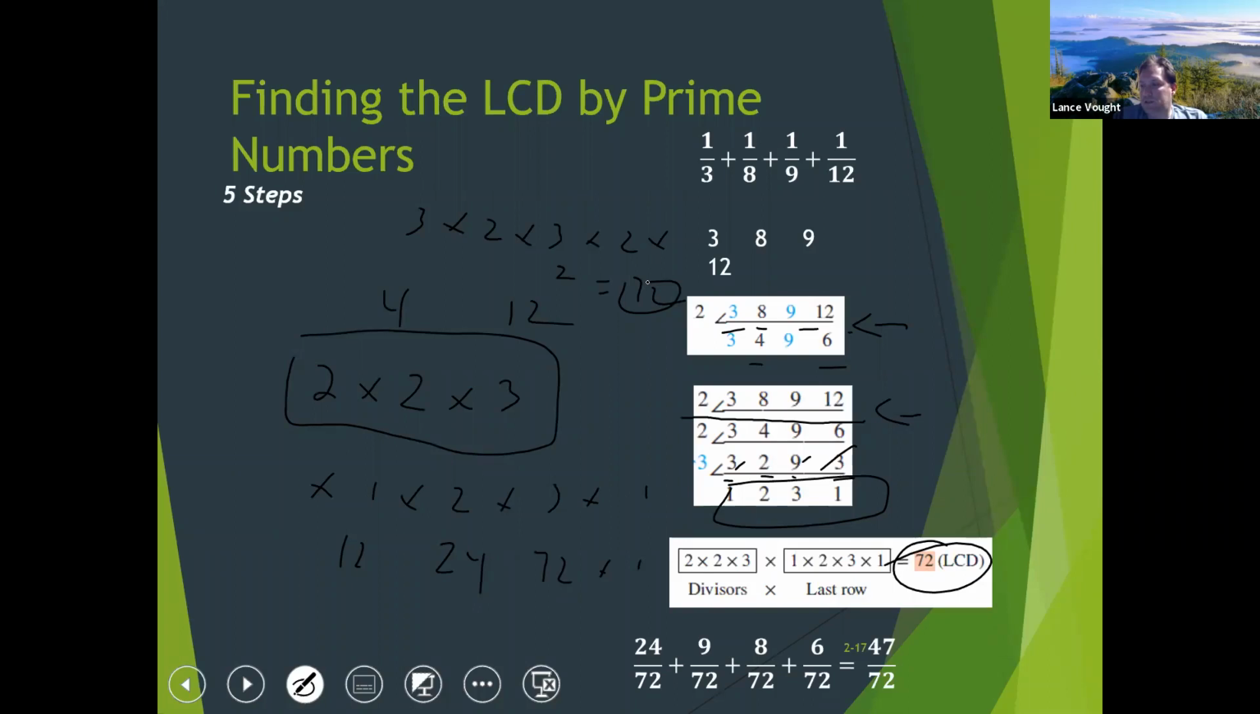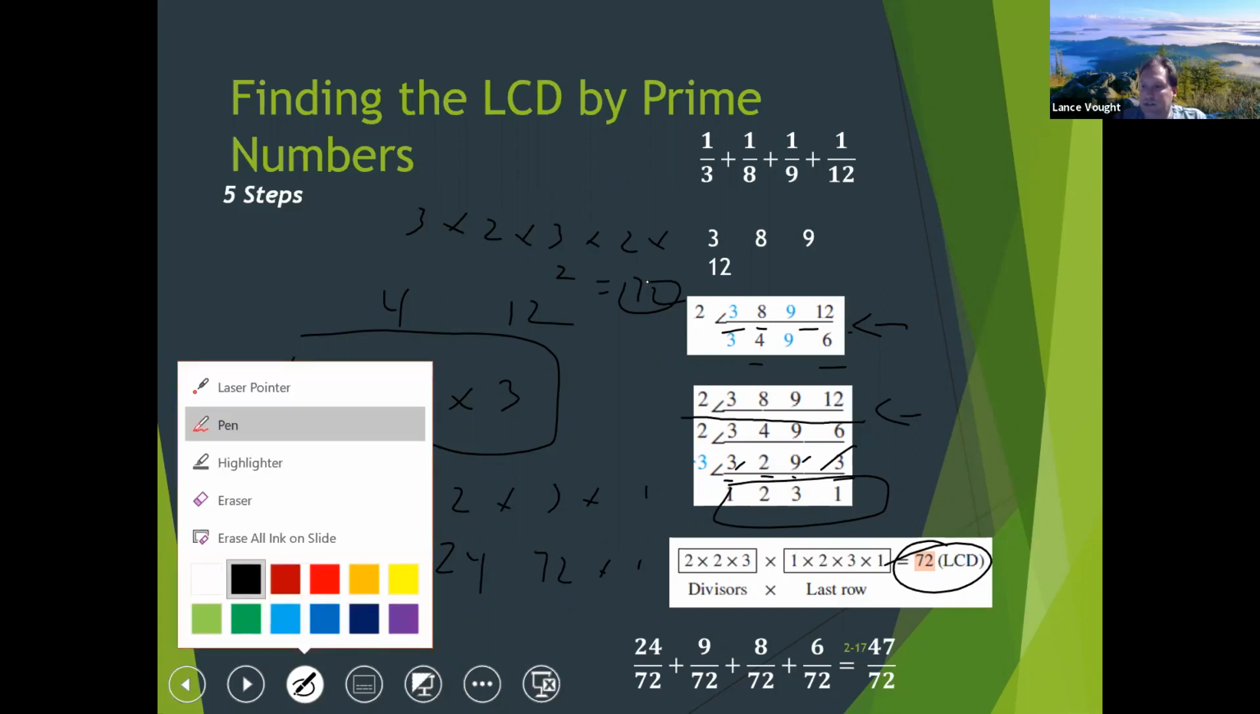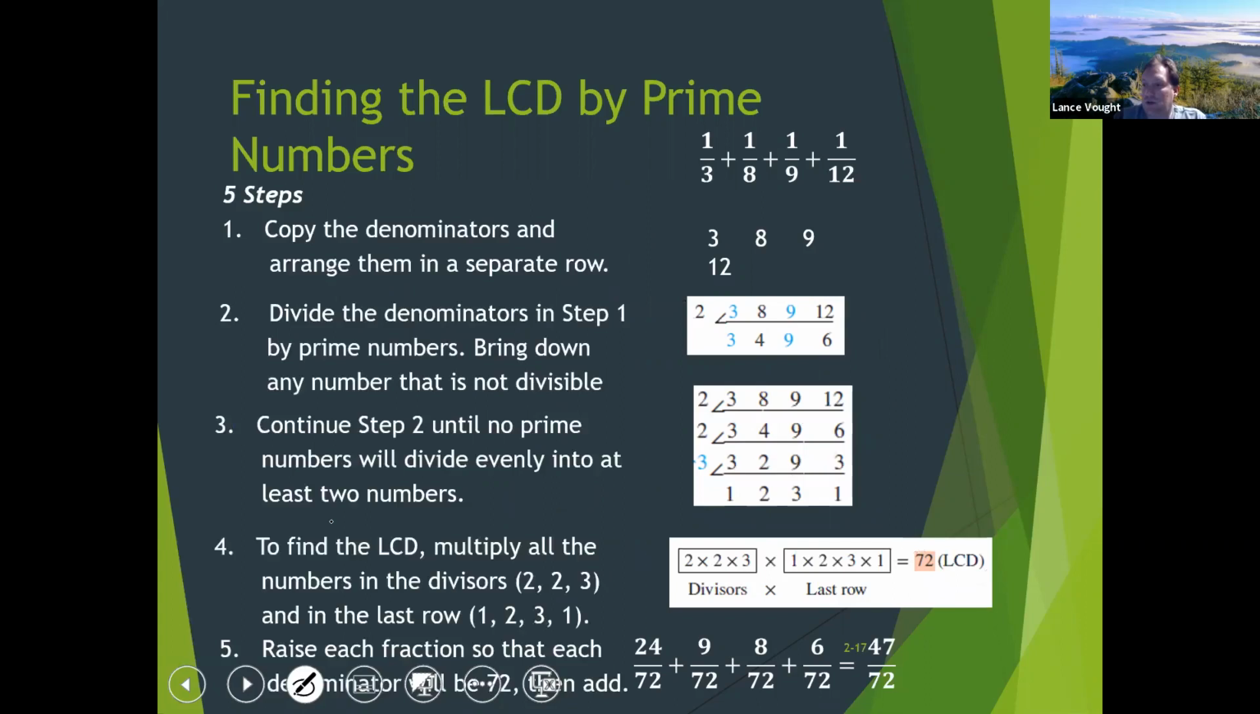Let's see here. Does anybody have any questions about finding the least common denominator, either this way or the other way? Okay.